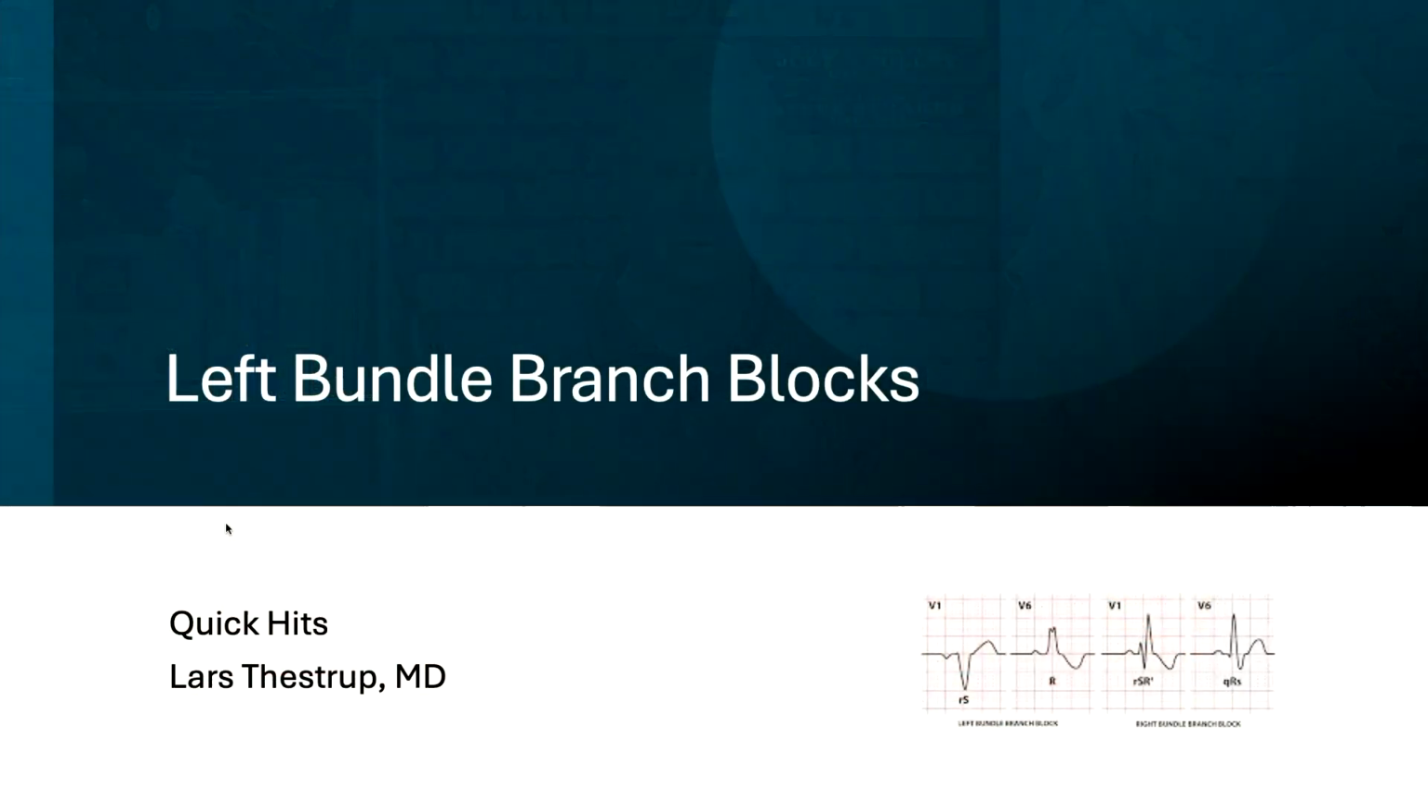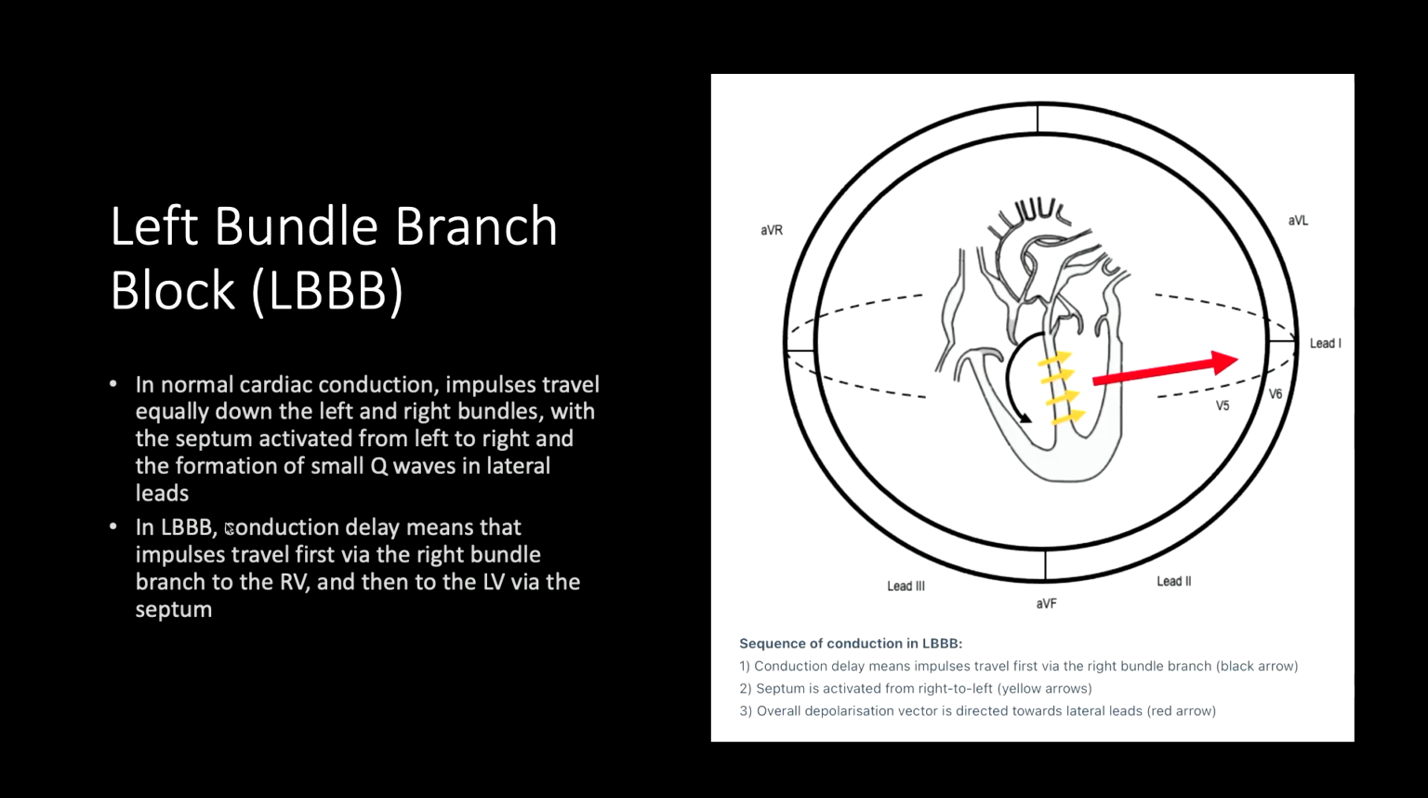So first of all, left bundle branch block. So what is the normal conduction of the heart? Well, as we know, the impulse travels down the SA node, then it goes to the AV node, then it goes down to the left and right bundles, and then the septum's activated from the left to the right, and then you get the small Q waves in lateral leads. This is all great information, but really what that means is that's what causes you to have a normal looking EKG. Now, when you have a left bundle branch block, you actually have a conduction delay.